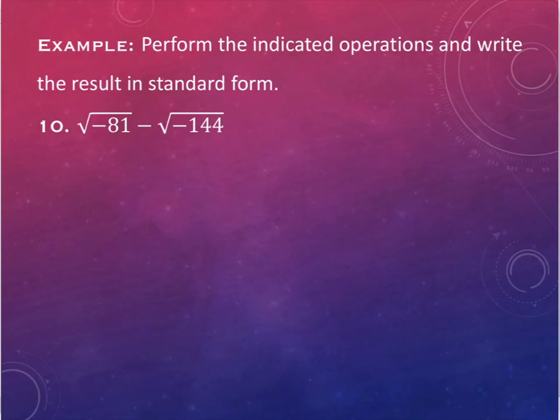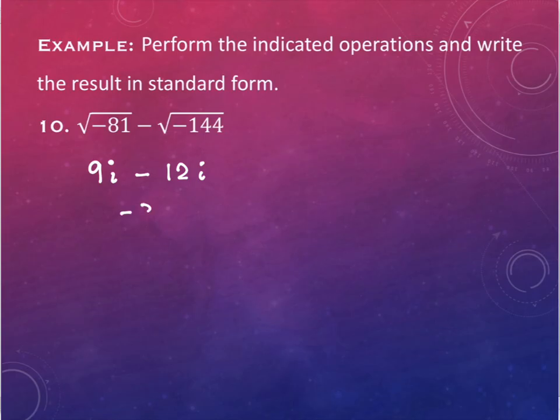So the negative comes out as an i. What is the square root of 81? Yeah, it's 9. So we actually know that one. It is a perfect square. It is 9i. Then there's a minus. Square root of 144 is 12, and then the negative underneath there comes out as an i, so this is 12i.